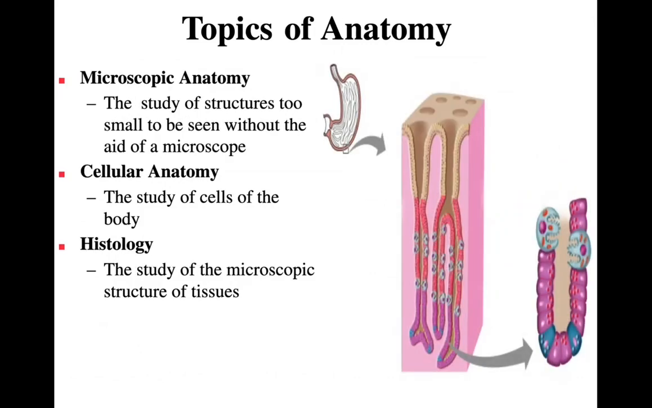Microscopic anatomy looks at structures that are too small to see with the naked eye. Cellular anatomy can be a whole huge branch in itself, just studying the different types of cells of the body and the different parts of the cell. And histology looks at the different types of tissues. Tissues, for the most part, are microscopic, so it does involve a lot of microscope work.